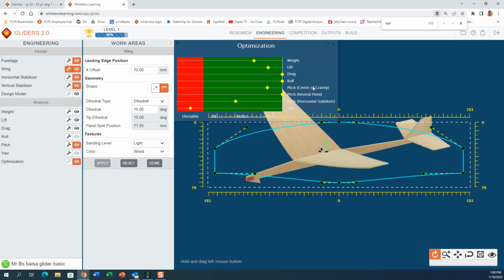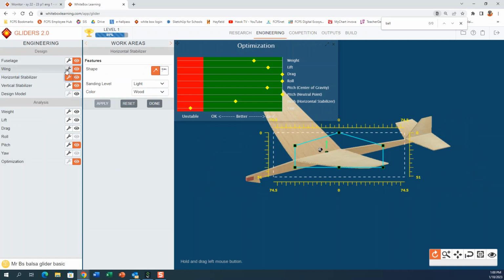So there's actually three things. There's your center of gravity, and this pitch neutral point, don't worry about that right now, but also the horizontal stabilizer. Pitch is pretty darn important, okay? So let's go take a look at our horizontal stabilizer. It happens to be next thing on the list. Whitebox is really good about doing that, okay? And there it is. We can change the design on it, okay? Well, let's change the shape of it and see what it does with our overall score.